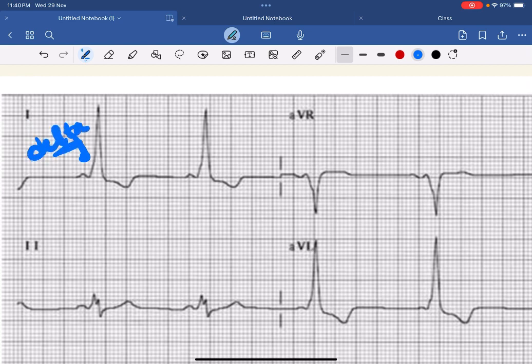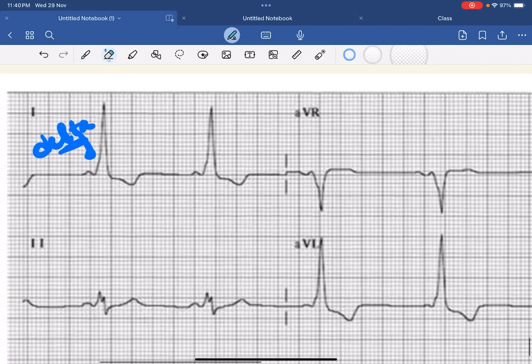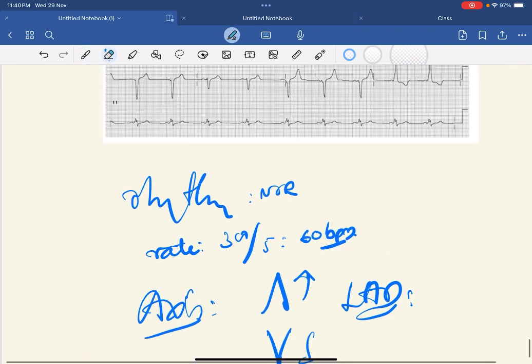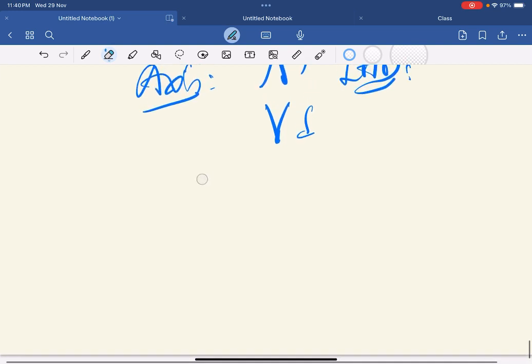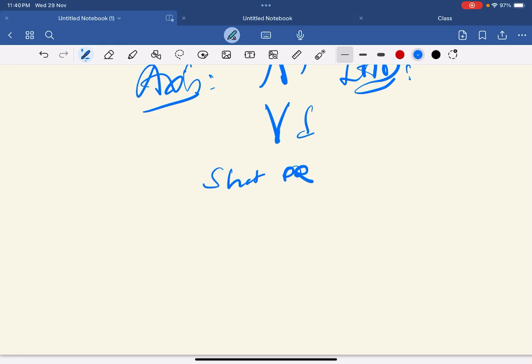And look at the PR interval. What happened to the PR interval? See, it's around only 2 small boxes between PR. So it is a short PR interval. Short PR interval and delta waves.